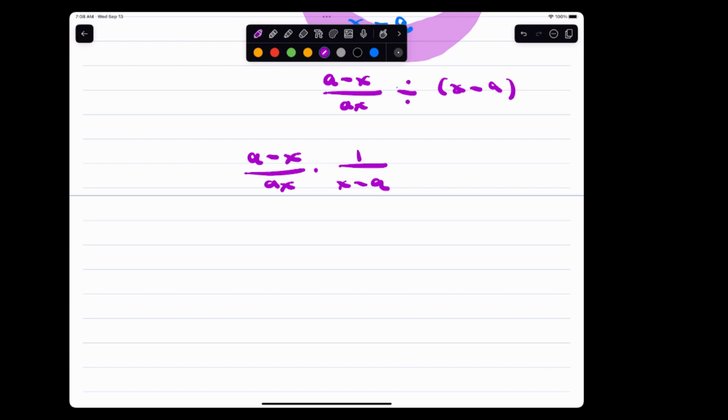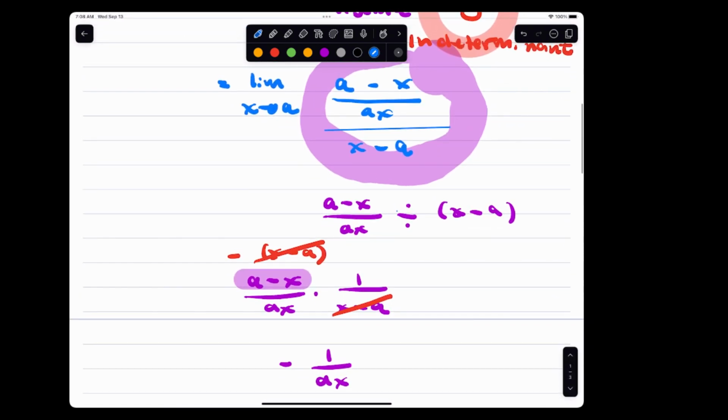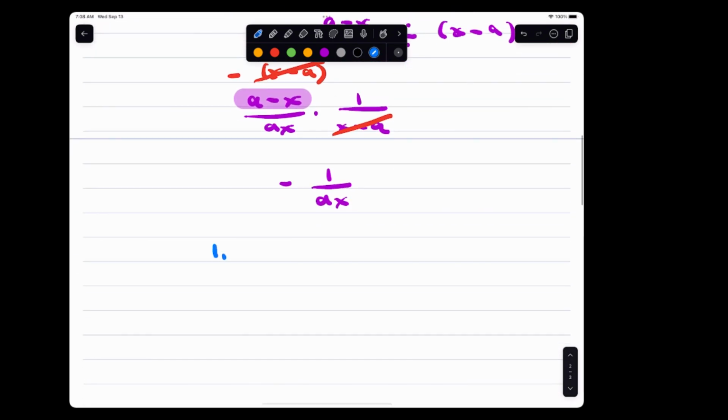So now you say, hey, Mr. Judge, okay, I get it. What kind of algebra do you guys think I can do now? Anybody know? Isn't that a minus x? What's this going to be? That's going to be negative x minus a. Cancel, cancel. And what do you end up with? Negative 1 over ax. So your algebra here, ladies and gentlemen, is what's happening there, right? You get to replace that fraction with this negative 1 over ax. So now that limit as x goes to a is really negative 1 over ax.